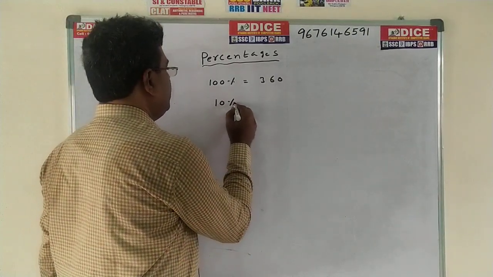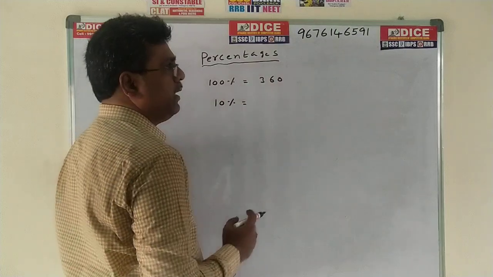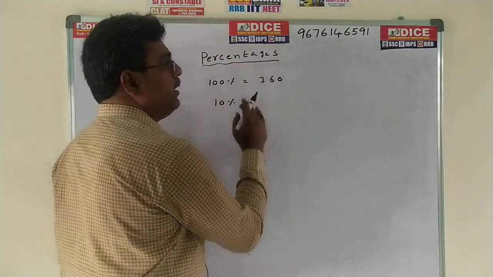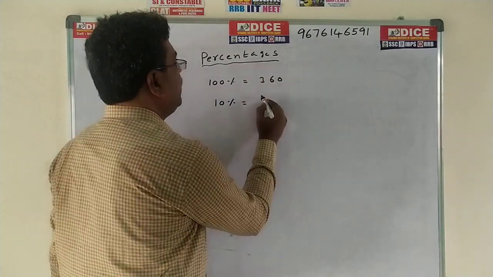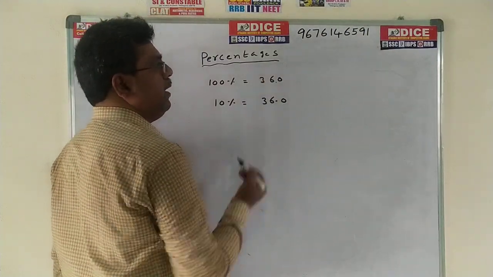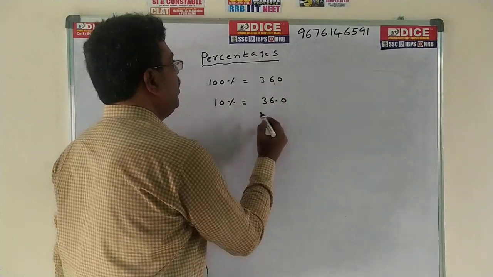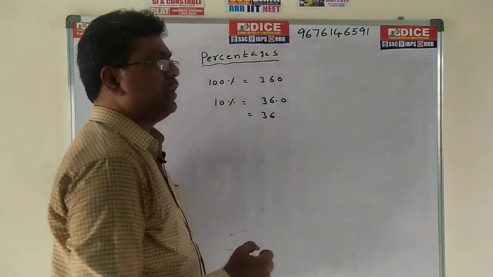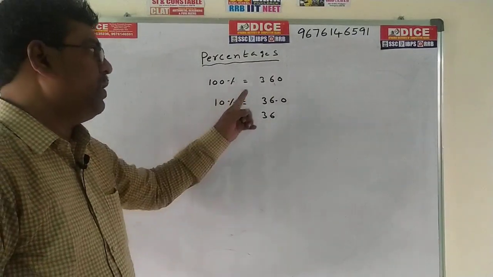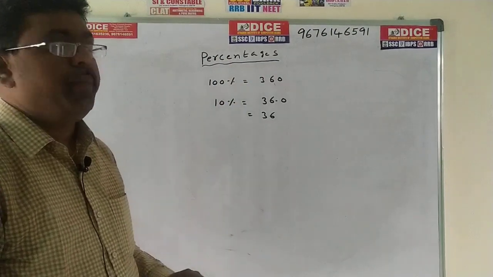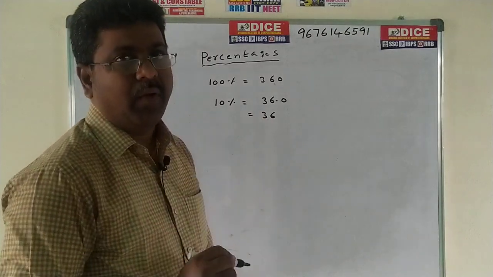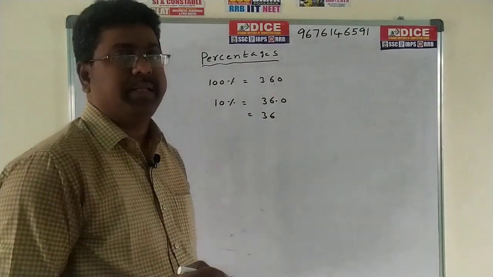10%: just simply from the right hand side, after one digit put a decimal. That gives 36.0, nothing but 36. So for 10% the value is 36. 100% value is 360. What is the 10% value? Just from the right hand side, after one digit put a decimal, and we get the value 36.